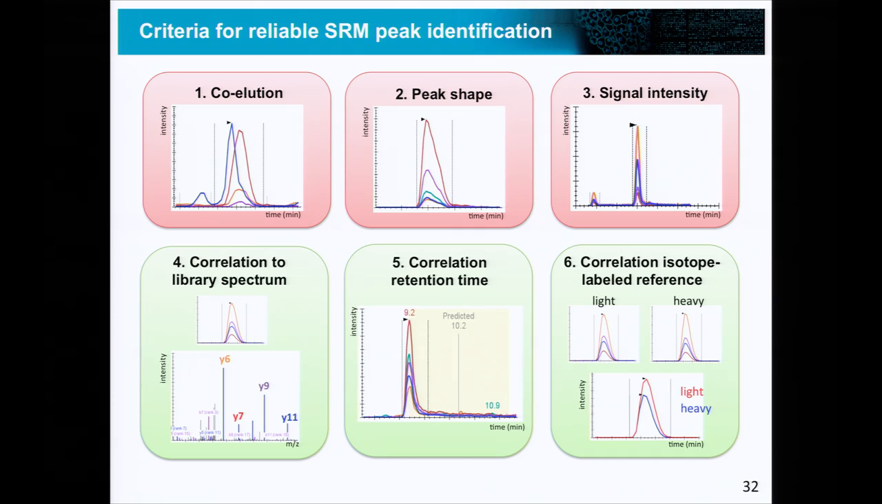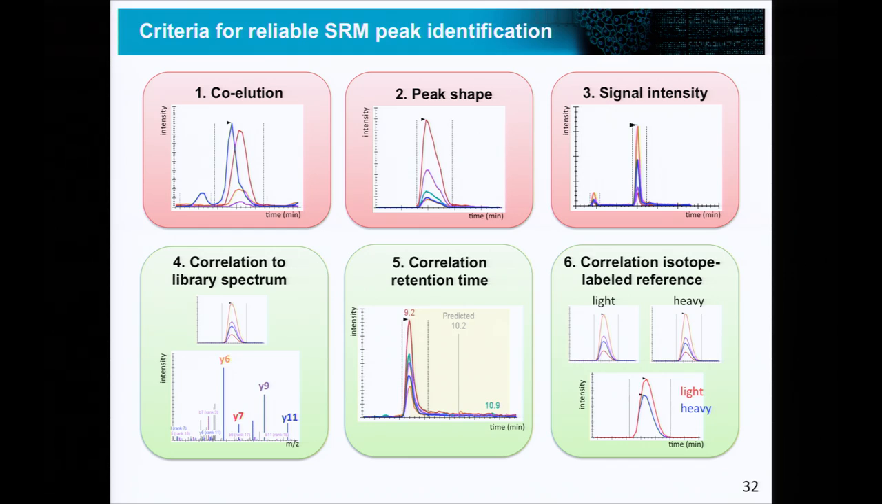So if you have an isotope labeled reference molecule in your sample, what you expect is that your light and your heavy, your endogenous and your reference, are perfectly co-eluting and have the same peak shape in terms of chromatography, and you also expect that the relative intensities between your light and your heavy peptide are exactly matching each other, exactly mirroring each other.